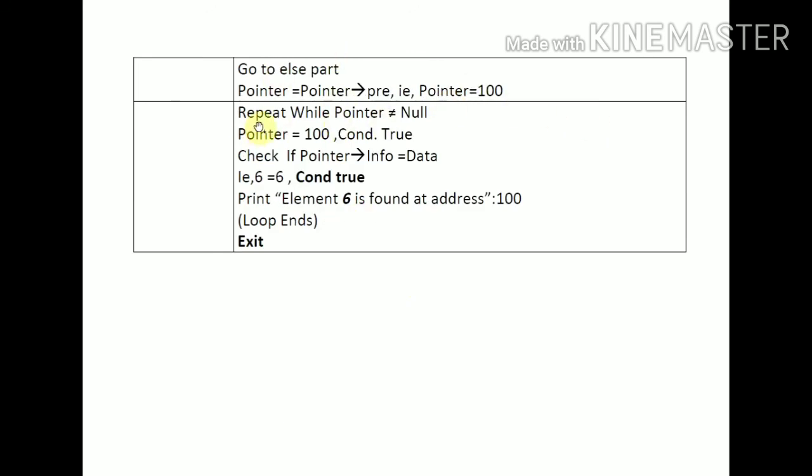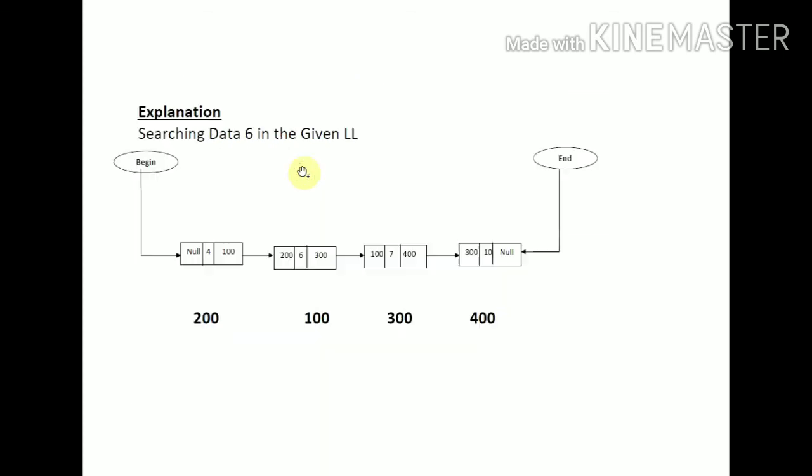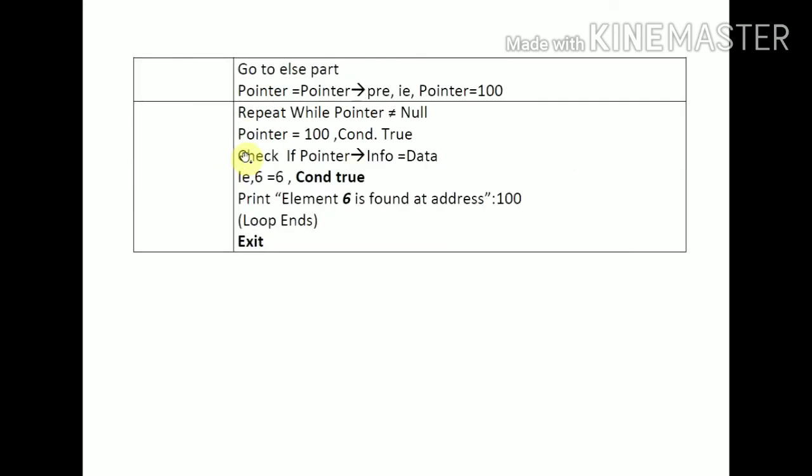Again we repeat the loop. Pointer not equal to null: here pointer equals 100, so the condition is true, and we check the info part. The info part of 100 is 6. So 6 is equal to 6. Yes, the condition is true. We directly print that the element 6 is found at the address 100. The pointer variable value, 100, we write here. Our loop ends and we exit from that particular program.